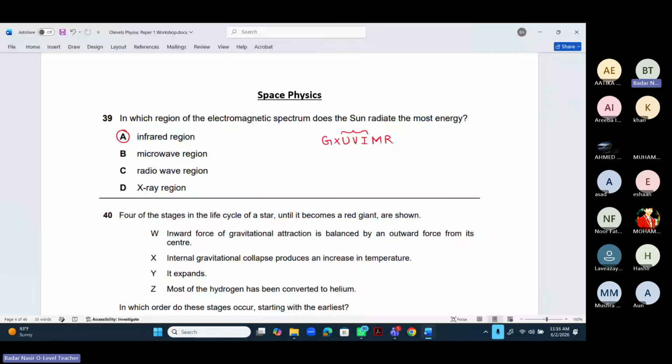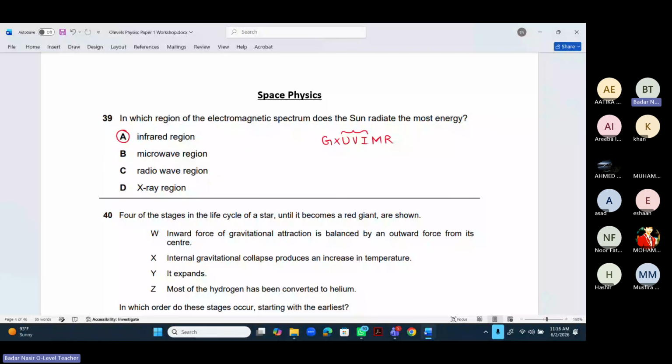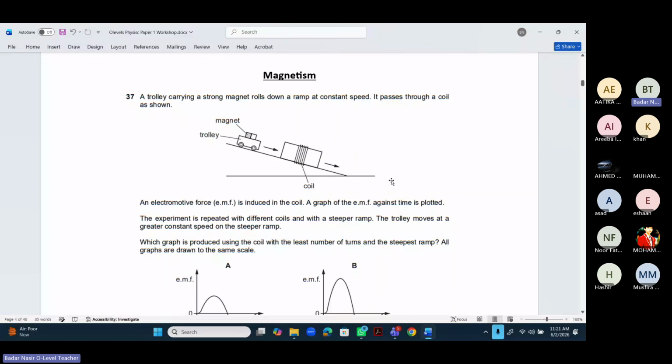A trolley carrying a strong magnet rolls down a ramp at constant speed. It passes through a coil as shown. An EMF is induced in the coil. A graph.